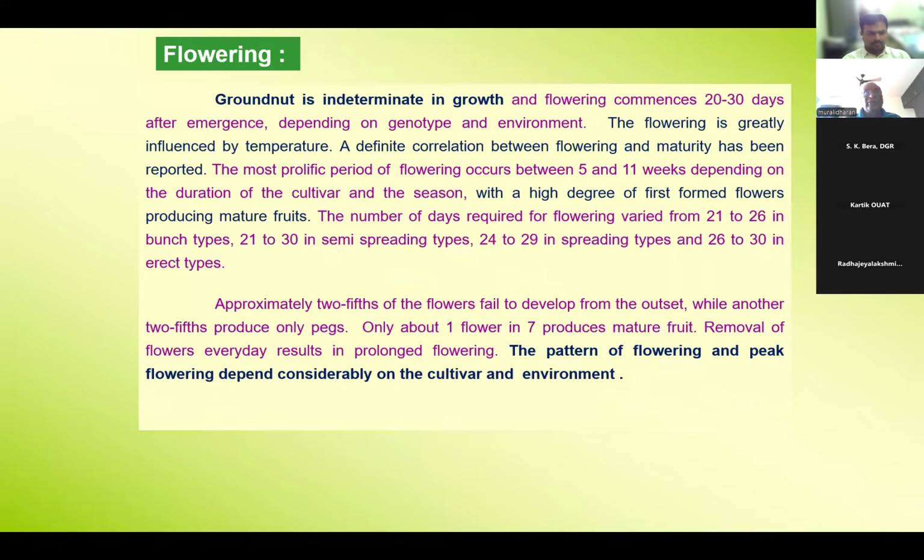Flowering is an indeterminate growth. Flowering commences 20 to 30 days after emergence, depending on the genotype and environment. The flowering is greatly influenced by temperature. There is a definite correlation between flowering and maturity. Actually, with a high degree, the first formed flowers produce mature fruit. Approximately, the pattern of flowering and peak flowering depend considerably on the cultivar and environment. Again, I will be discussing this in the points to remember. Other things I'll come to there. Okay.